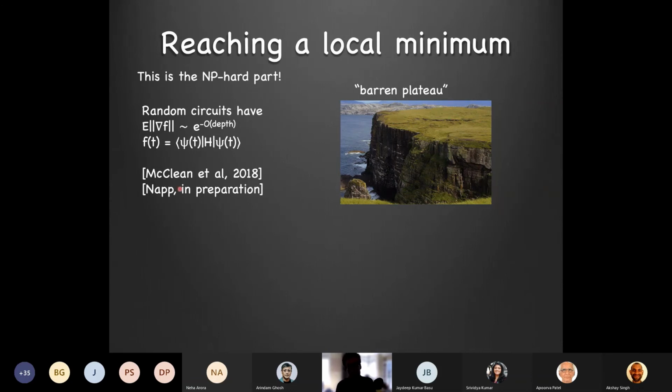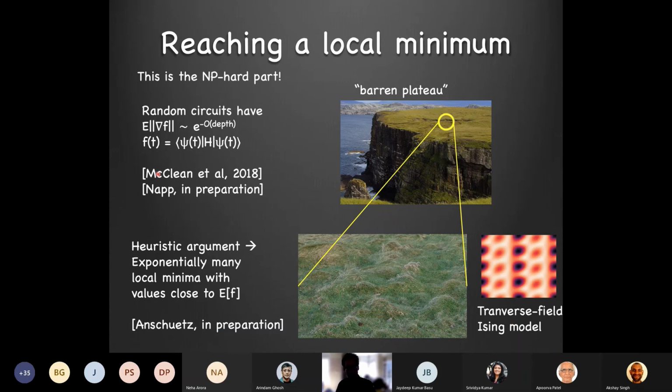And John Knapp is working on a paper now where he strengthens the earlier results by McClean et al. and shows that really, if you have a random initialization, the gradients vanish quite quickly. And my other student, Eric Anschuetz, has found that if you look at this barren plateau region, it actually has teeny little bumps in it. So the gradients are small, but there are many, many, many local minima. And we observe this numerically here for the transverse field Ising model.